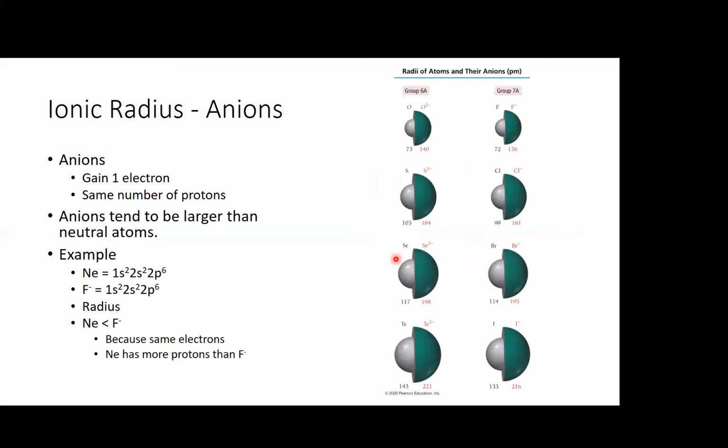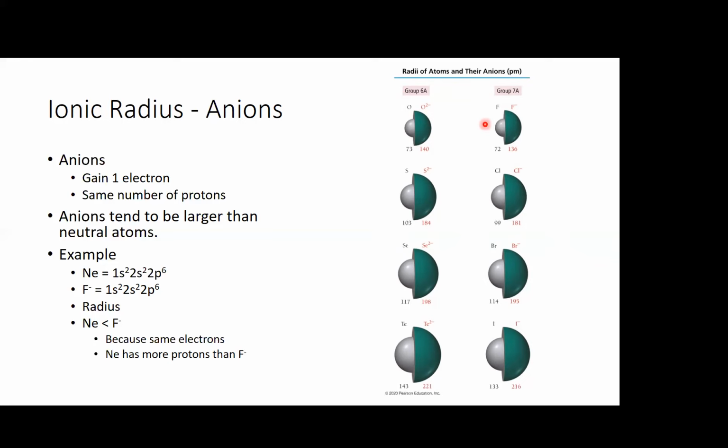Now for anions, where things have extra electrons, it's a reverse trend. So anions will gain an electron. And by gaining that extra electron, they have the same number of protons, but more electrons. Oxygen here is a good example. So I've got 8 protons in the nucleus here, and if I have just the normal 8 electrons as well, that's how big oxygen is. But if it gains 2 electrons, it gets to be this much bigger.